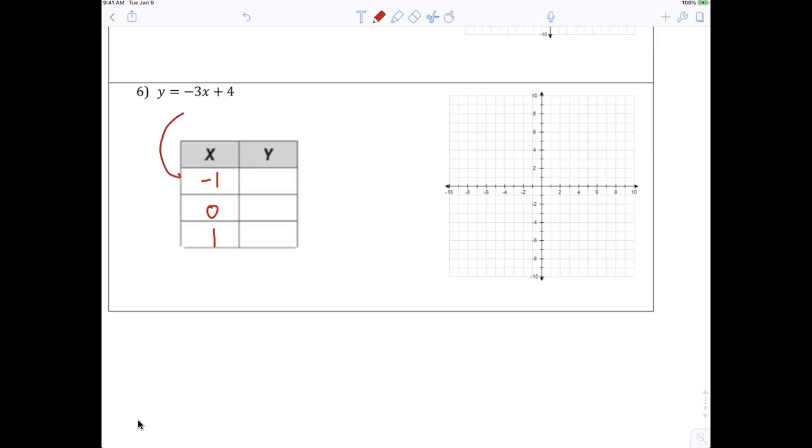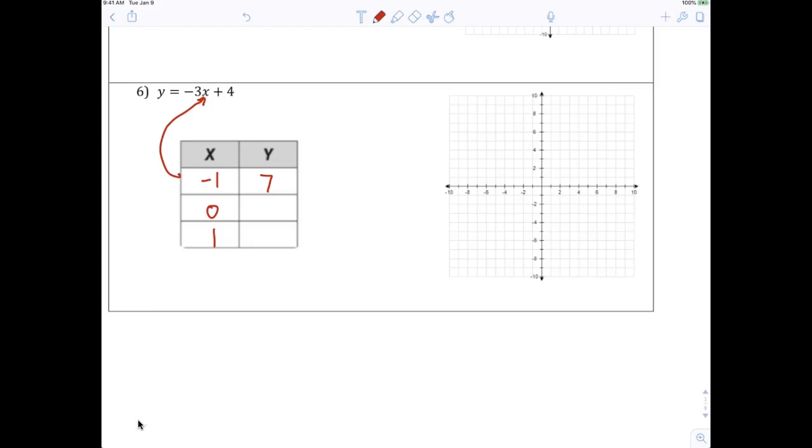If I plug negative 1 in for x, who's having trouble with negative 3 times negative 1? What's negative 3 times negative 1? 3. 3 plus 4 is what? I'm not understanding your problem. You have to do the whole problem. You understand how I got 7? Yes or no? Yeah, but I just thought that we had to do like negative 3 times.